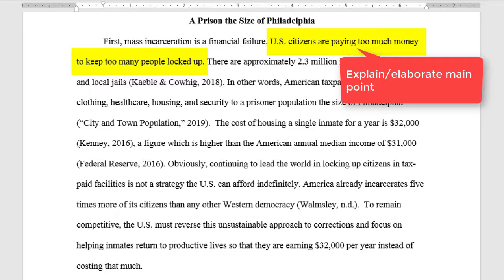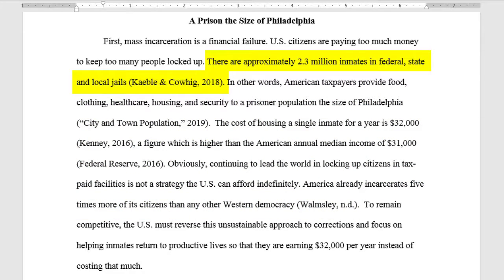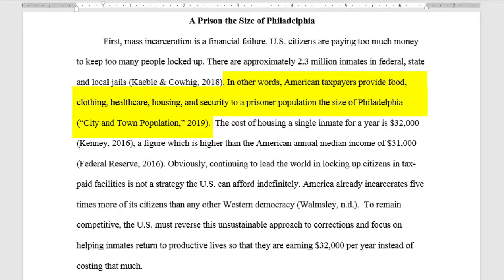In the next, or explain sentence, Jane writes, "We're paying too much money to keep too many people locked up." So, in this sentence, Jane elaborates on the main point and creates a transition to the next section of the paragraph, the support section. In the support section, Jane first provides the total number of inmates, 2.3 million, and cites her source, Cable and Cowig. Then Jane comments on this statistic in her own words. But Jane is smart. She doesn't ask us to take her word for Philly's population. She provides a citation for it.